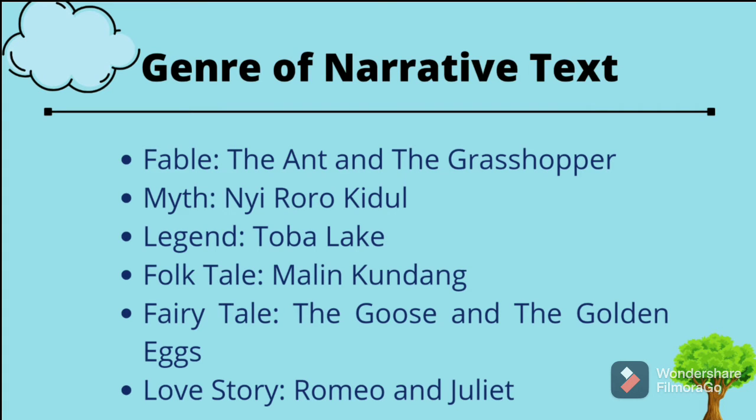Next is the genre of narrative text. First is fable, for example, The Ant and the Grasshopper, and the second is myth, for example, Nyi Roro Kidul, and the third is legend, for example, Toba Lake, and the fourth is folk tale, for example, Malin Kundang. The fifth is fairy tale, for example, The Ghost and the Golden Eggs.